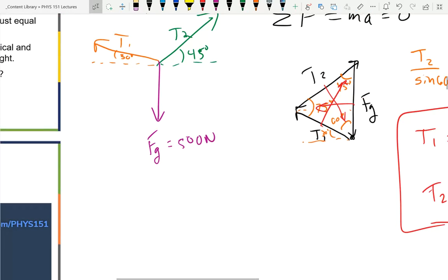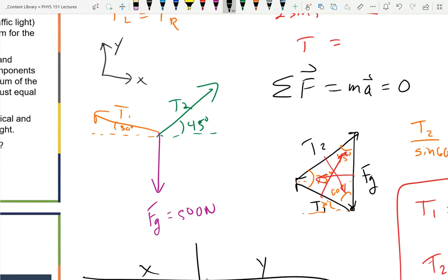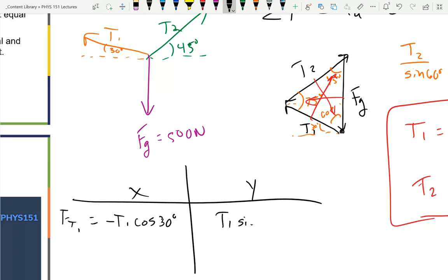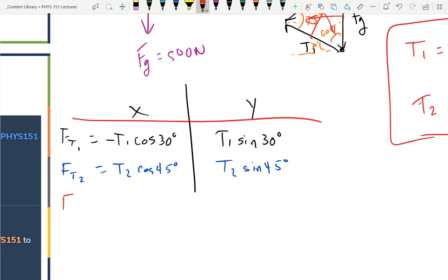So coming back to my picture and breaking it into components, the force from tension 1: 30 degrees is the angle between X and my force, so that means it's going to be T1 cosine 30 degrees, minus because my X was positive to the right, but tension 1 is going to the left. And then in the Y direction, opposite side is sine, T1 sine of 30 degrees. Moving on to 2, force of tension 2 is equal to tension 2 cosine of 45 degrees in the X direction, plus tension 2 sine of 45 degrees in the Y direction. And then finally, force of gravity, 0 in the X direction and minus 500 newtons in the Y direction.